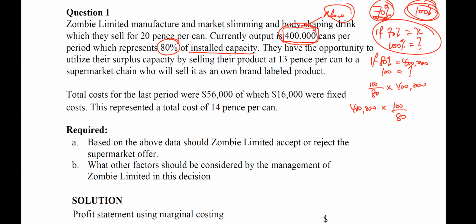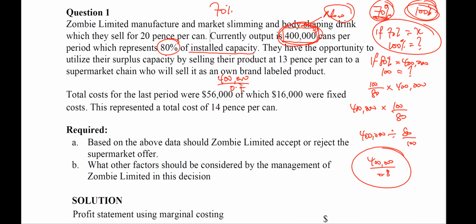And we know that anytime you are multiplying by something, it's the same as dividing by the reciprocal. So this is the same as 400,000 divided by 80 over 100, and this can be rewritten as 400,000 over 0.8. So anytime they tell you that this guy is operating at 70%, get 100%. If I know 70% is 400,000, I can just say 400,000 divided by 0.7, and I end up with 100% straight. Instead of going 100 over 80 times 400,000, I can use this short approach.